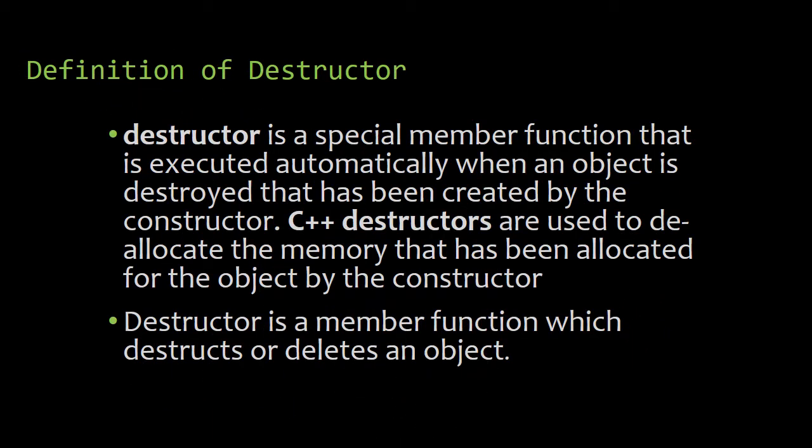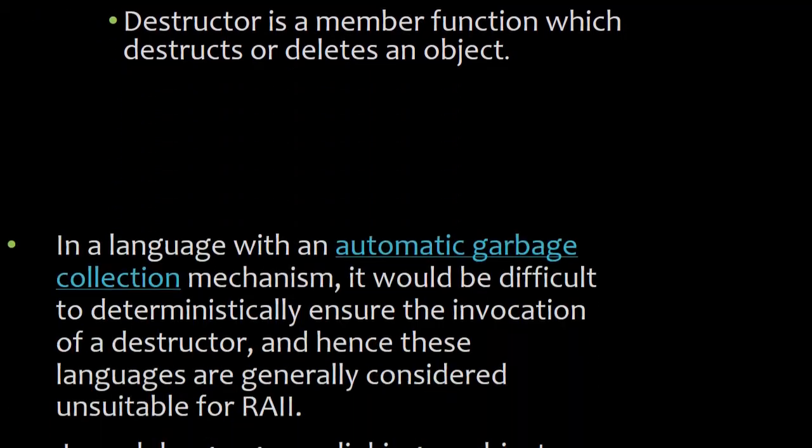Definition of a destructor. A destructor is a special member function that is executed automatically when an object is destroyed that has been created by the constructor. C++ destructors are used to deallocate the memory that has been allocated for the object by the constructor. A destructor is the member function which destructs or deletes an object.